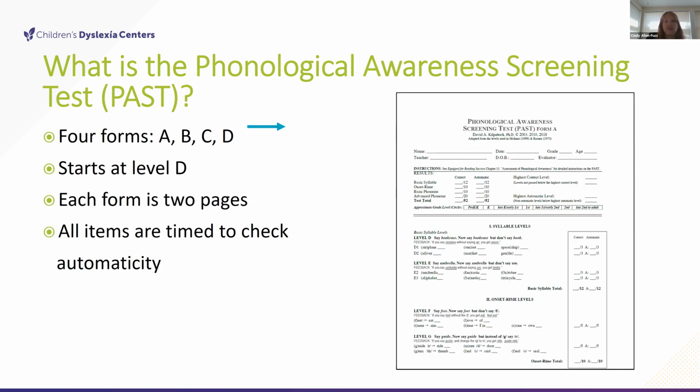There are 4 forms. As you can see on my example, I have form A showing, and you're going to notice that if you look down at the levels, the one at the syllable level actually starts with level D. That's because this test was adapted and it originally came from a test created by McGinnis and Rosner in 2003, and they had some matching and one-to-one correspondence. David Kilpatrick felt that the research didn't support using those parts of the screener, so that's why he didn't include it on his test. Each form is 2 pages long, and all the items are timed to check automaticity.